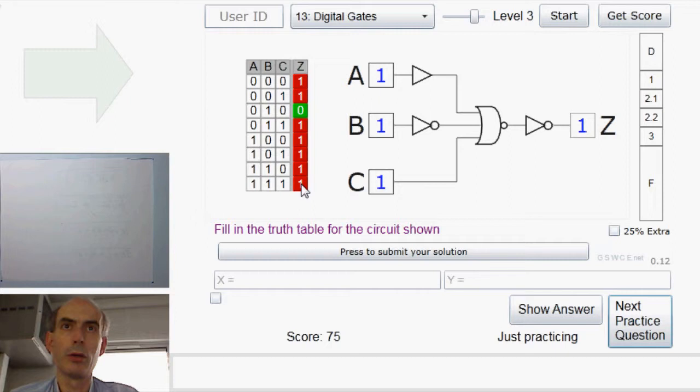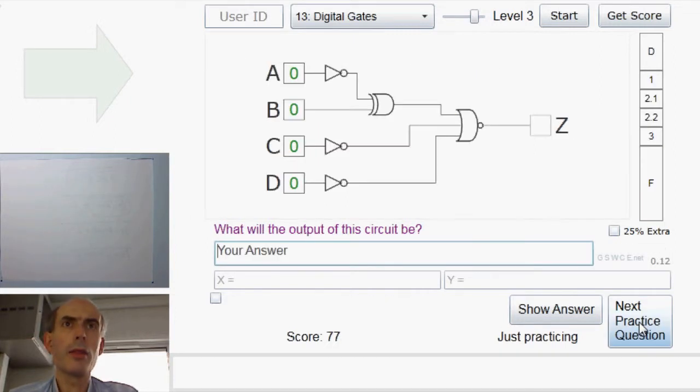You double click for 1, single click for 0. You can toggle between them. There are some different types of ones. This is just careful working through the logic.